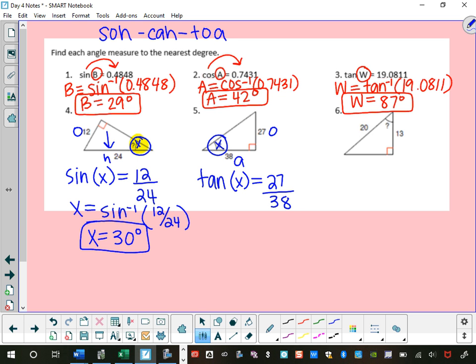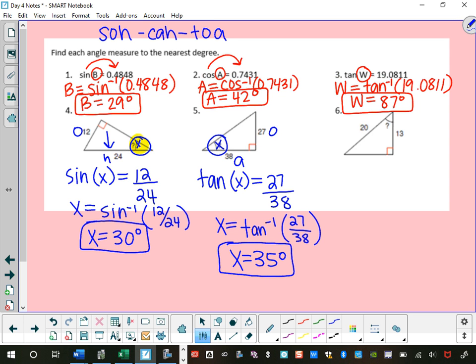All right, I need to solve for that x. I can't just leave x by itself. So I have x equals, that tangent goes to the other side and it becomes the inverse of tangent times 27 over 38. You guys tell me what you get. I got 35 degrees too. Let me know if you guys get 35 degrees. What did you get? 35.